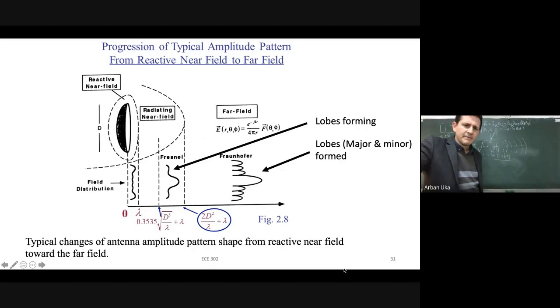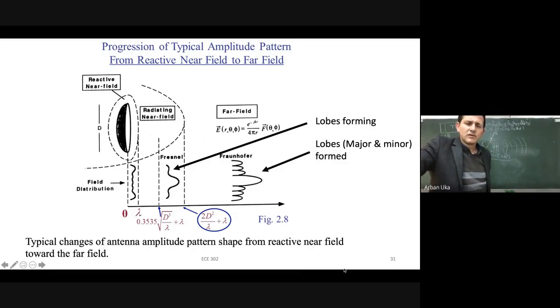So we have an antenna. It has a spatial size of capital D, which is on the very far left of this slide. Then we have the field distribution. Initially, from 0 to lambda, where lambda is the wavelength with which we are communicating, we see that we have no lobes. So it is like a constant distribution as a function of angle theta.